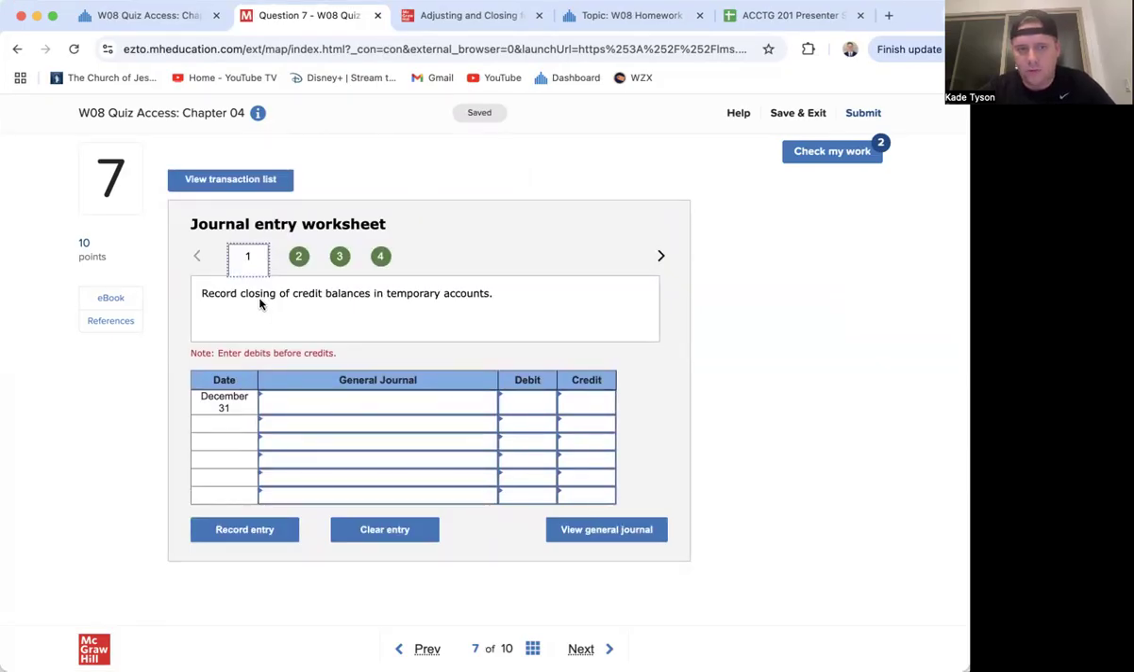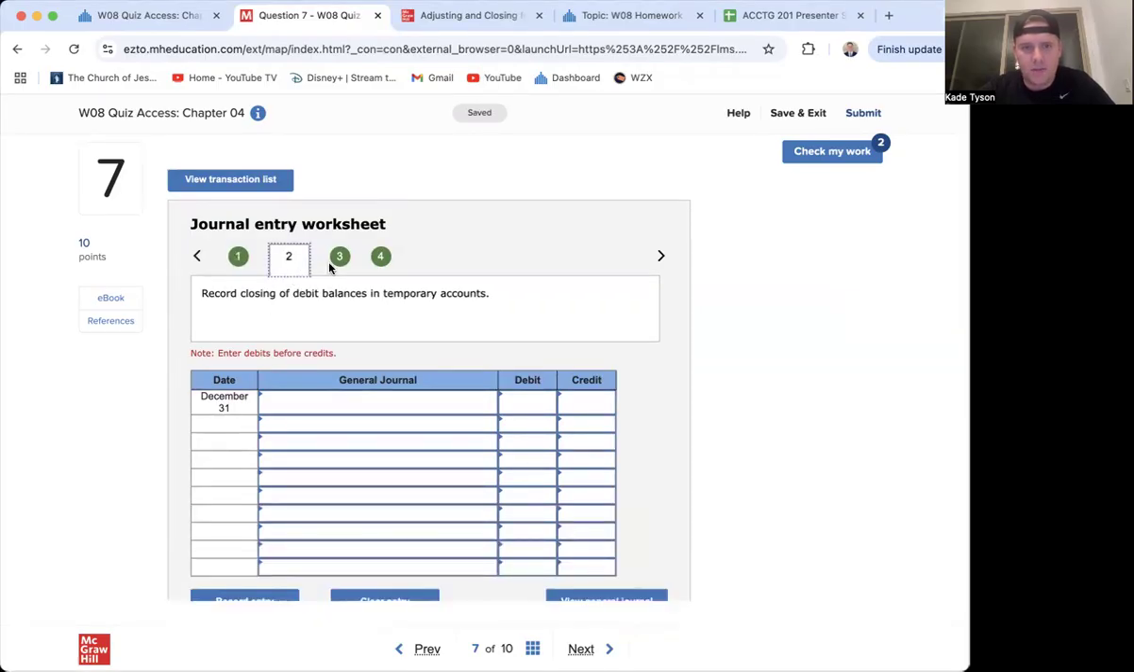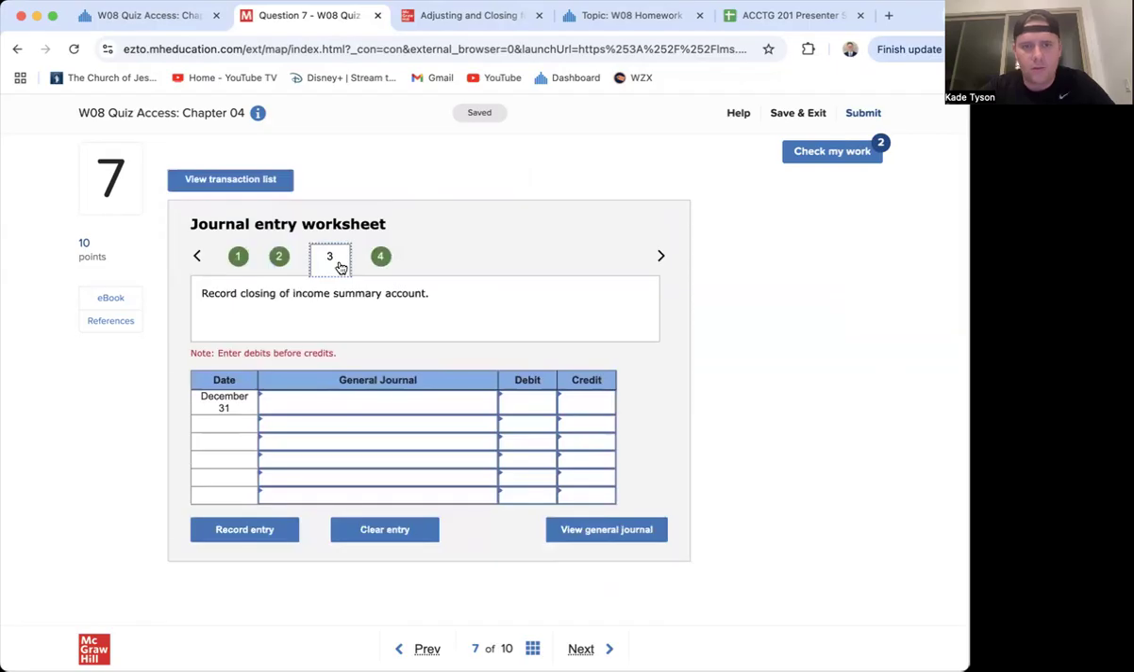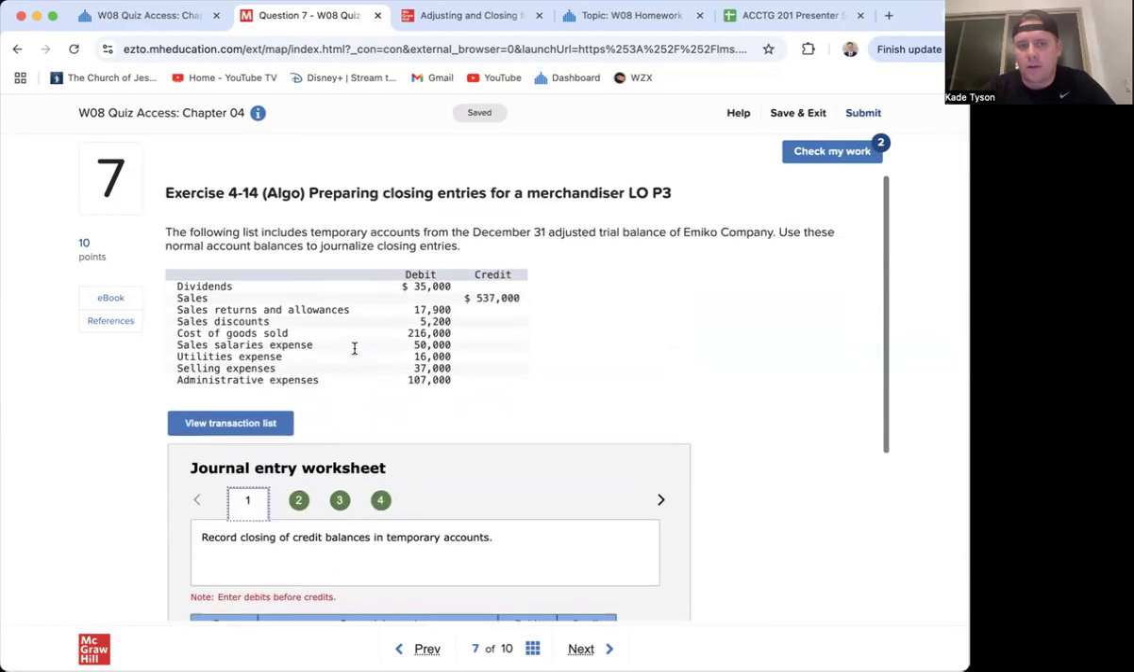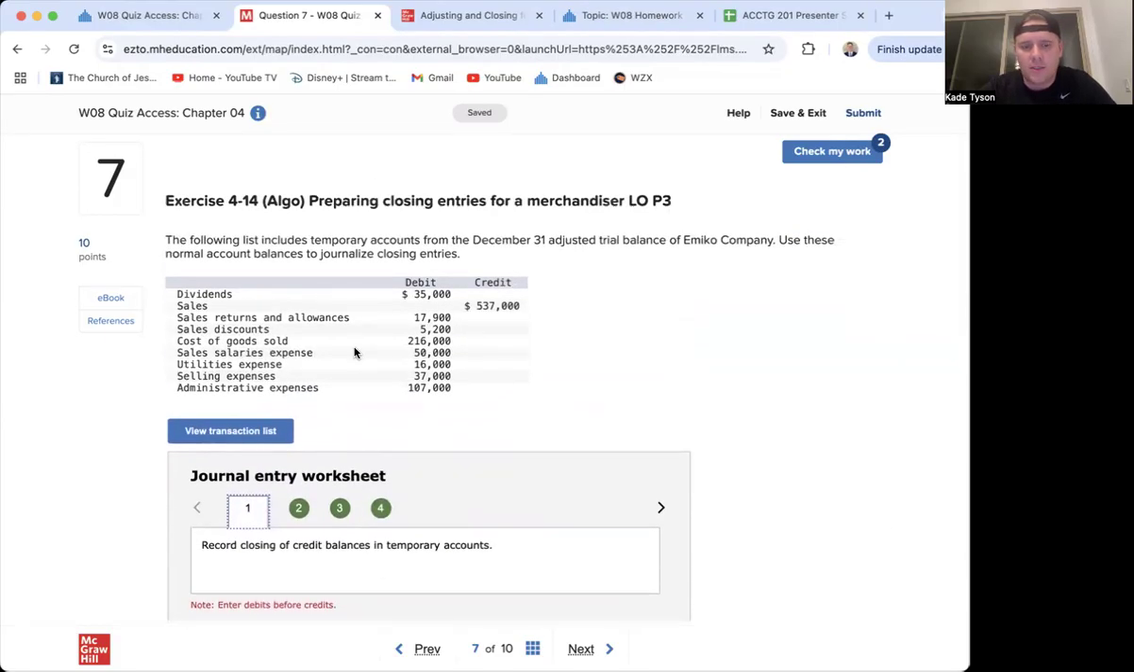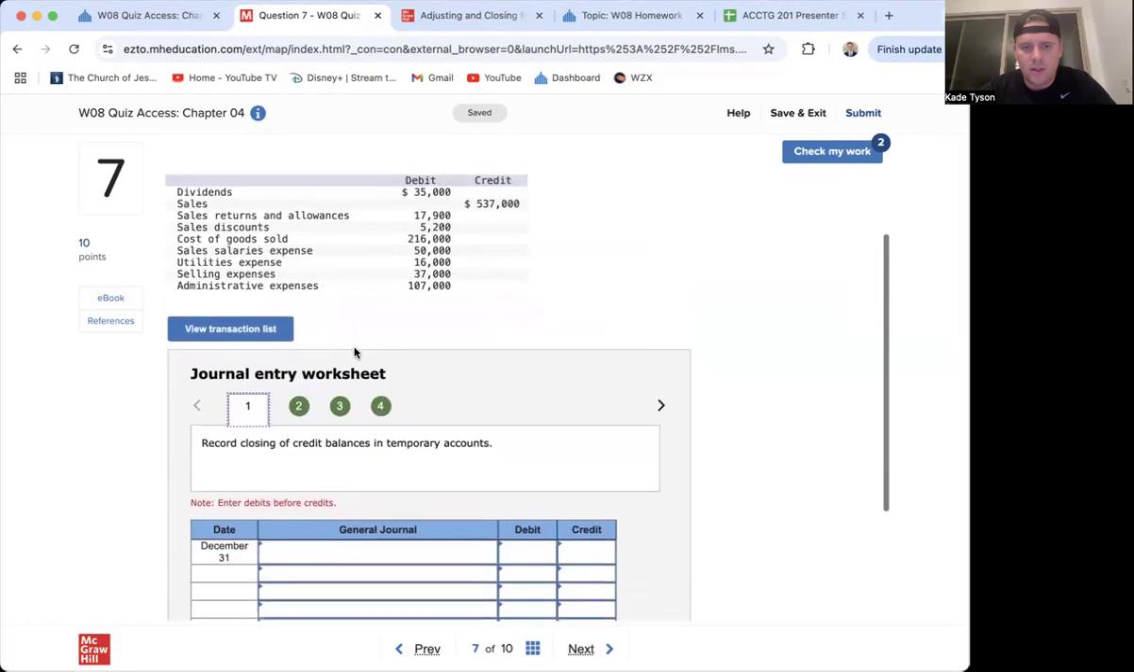So step 1 will be to record the closing of credit balances. 2 will be debit balances. 3 will be the closing of the income summary account. And 4 of the dividend account. The nice thing, like a lot of our accounting problems, is that they build on each other.